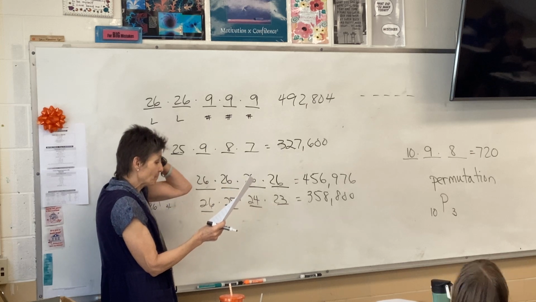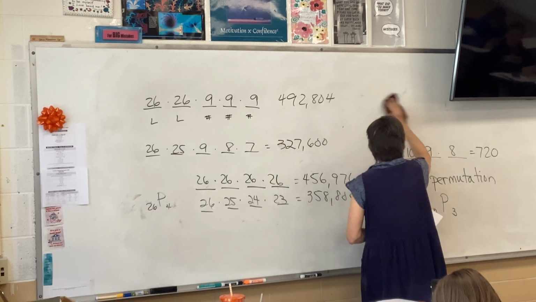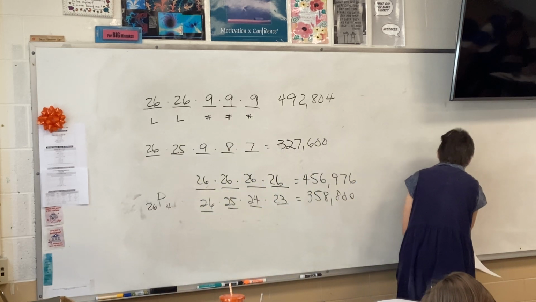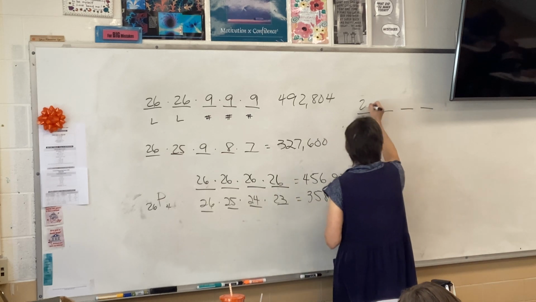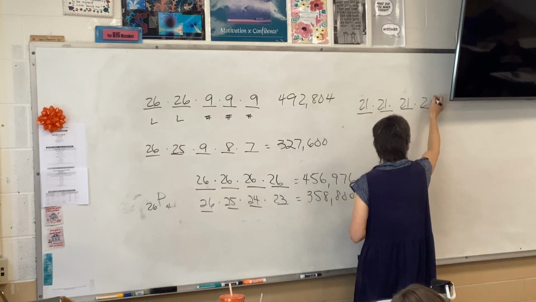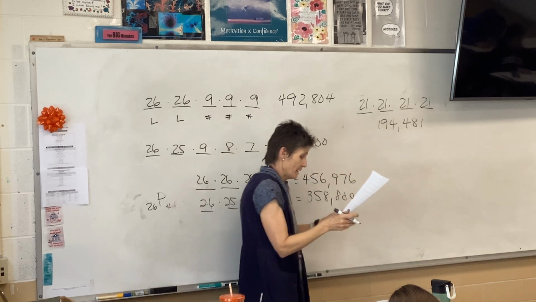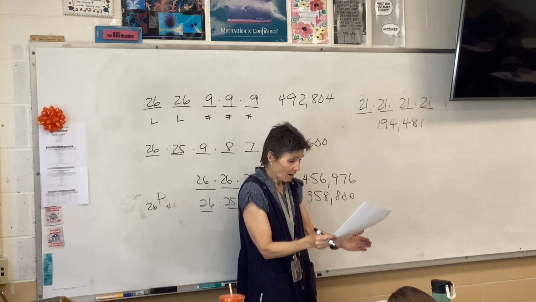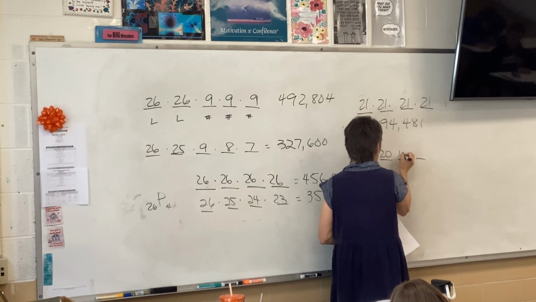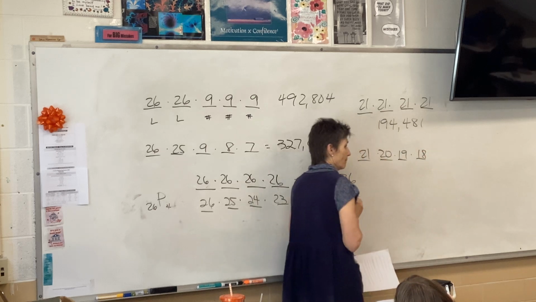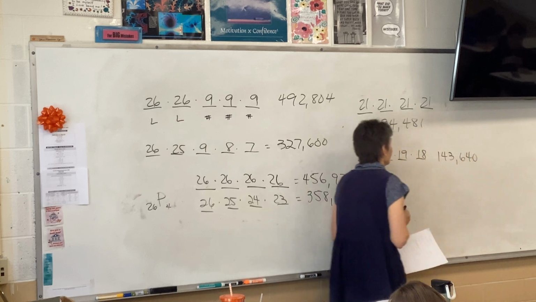All right, number 13. How many call signs are possible if no vowels are allowed? There are 5 vowels, so this is it, right here. 194,481. And then, no vowels, no repeats. 21, 20, 19. 142,640. Someone double check that, please. Yeah, somebody's gonna double check.